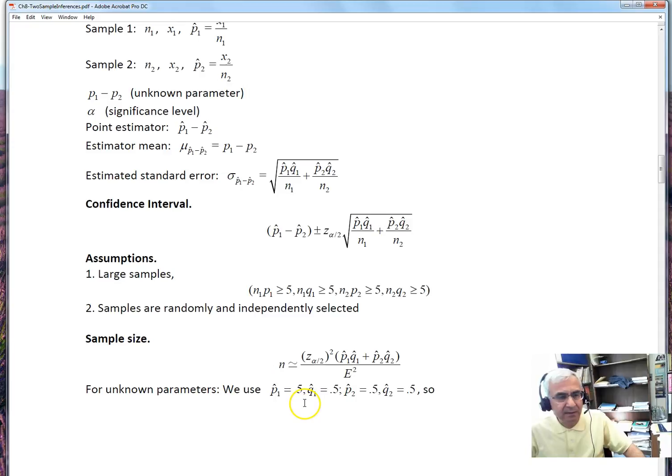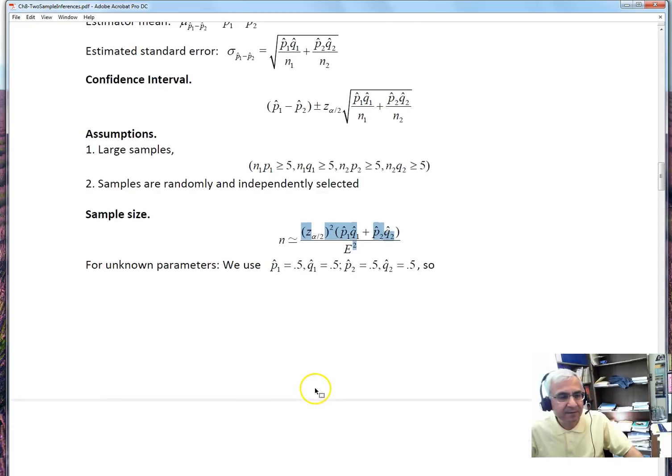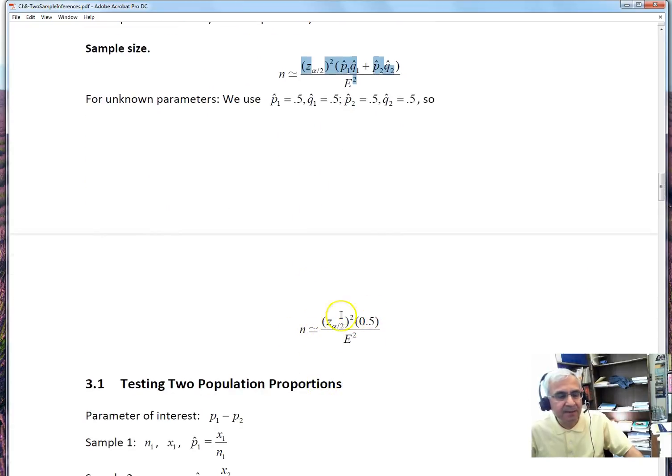If the parameters are not known, this product is maximized if P and Q are equal, 0.5 each, since we talk about percentages, and the same thing here. So if the parameters are not known, we use just 0.5, 0.5, 0.5, 0.5. That gives me 0.25 plus 0.25, so the whole quantity here would be half. That gives me the formula for when we don't have good estimators for the parameters.